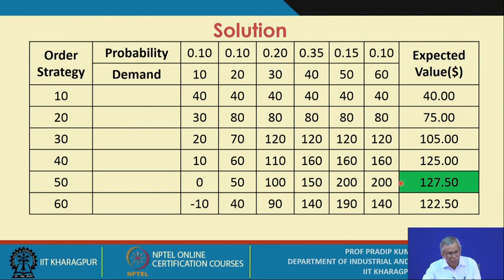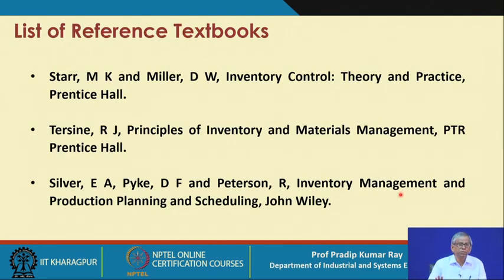Like this you do the calculations for all the rows and you select that row which gives you the maximum expected value. So in this case, when the order quantity is 50, you get a return of 127.50 as the maximum. So that's why you select an order quantity of 50. So this is a simple exercise we have carried out. Later on, we extend this exercise in more detail in different forms under different conditions. So I conclude this session. Thank you.